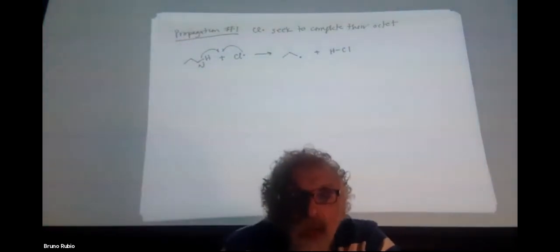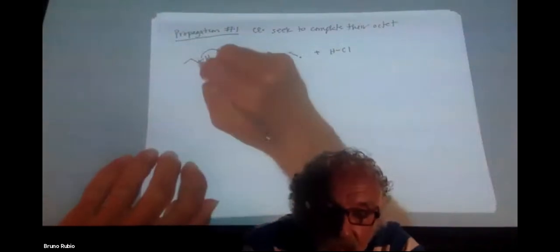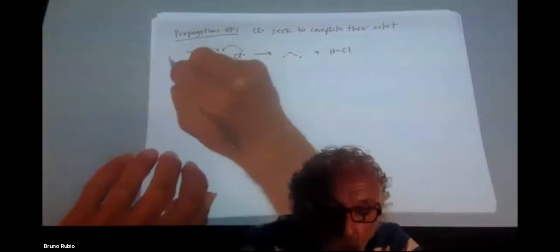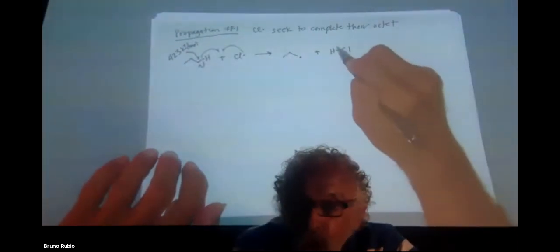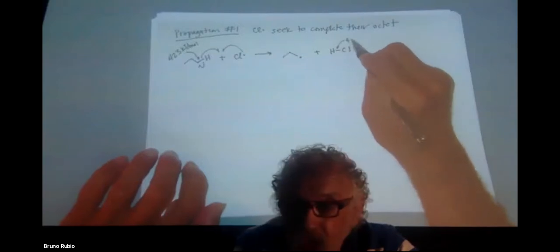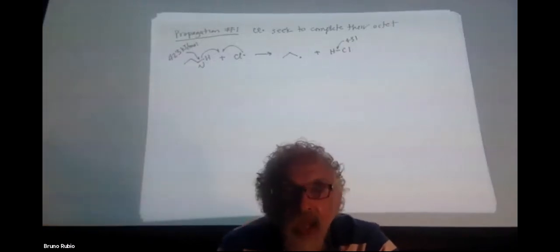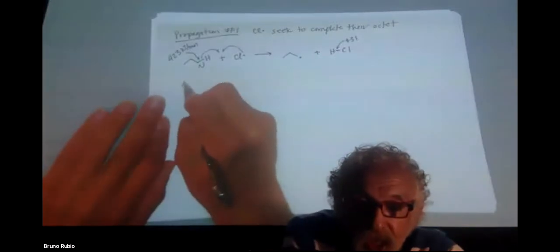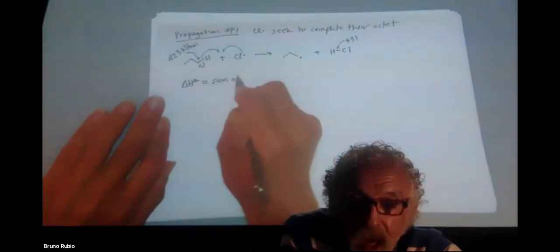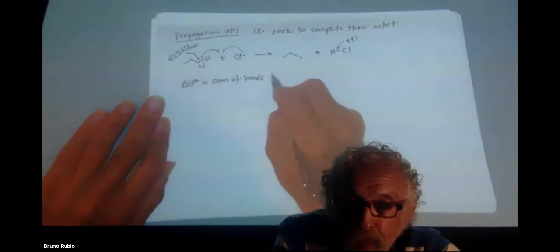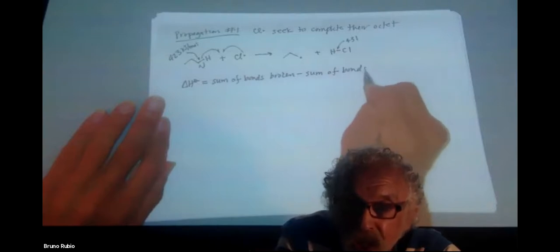Okay, now we go back to the bond dissociation energy table and we can put this on a quantitative footing. This bond is worth 423 kilojoules per mole. The bond that was formed in this reaction is worth 431 kilojoules per mole. So we can calculate the delta H, the energy of this reaction. The delta H standard is going to equal the sum of the bonds broken minus the sum of the bonds that are formed.